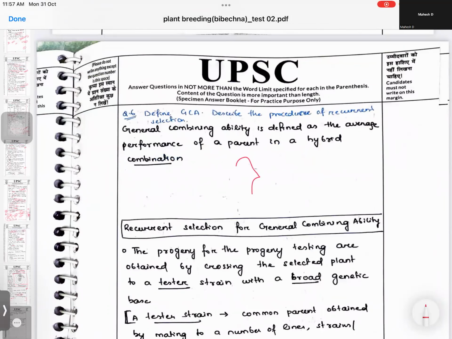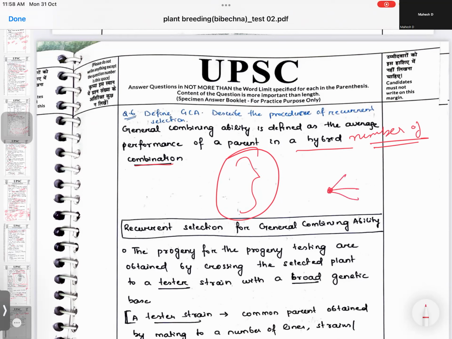Okay. Where did you leave this gap? Sir, here I have left so much gap because I could not understand what I should write after writing the definition. Should I directly jump to the procedure of recurrent selection, or should I fill something up there?